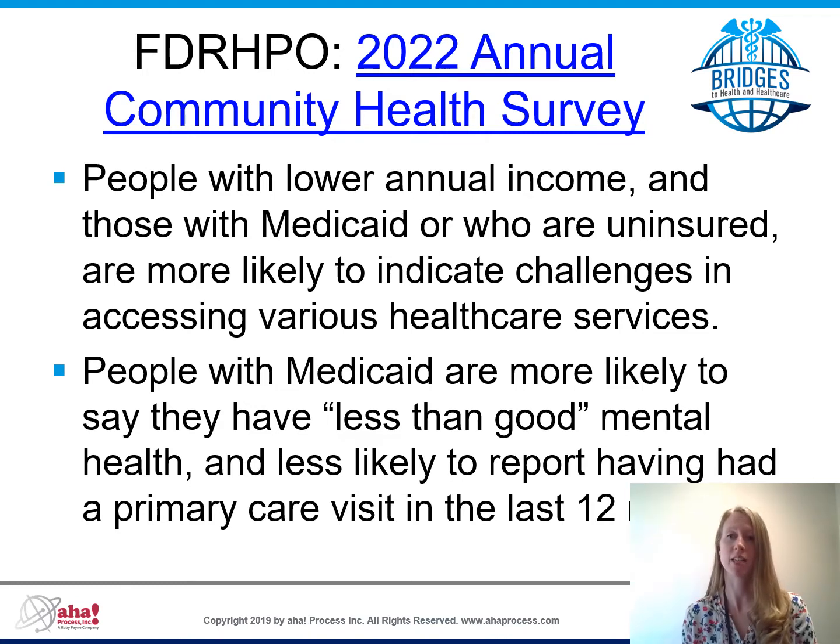These national findings align with research conducted much closer to home. FDR-HPO and the North Country Health Compass Partners recently concluded its latest annual community health survey and found that people with lower annual income and those with Medicaid or who are uninsured are more likely to indicate challenges in accessing various healthcare services. People with Medicaid are more likely to say they have less than good mental health and less likely to report having had a primary care visit in the last 12 months.